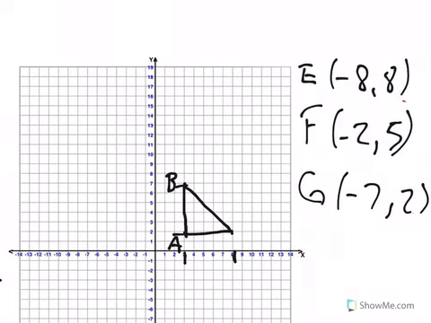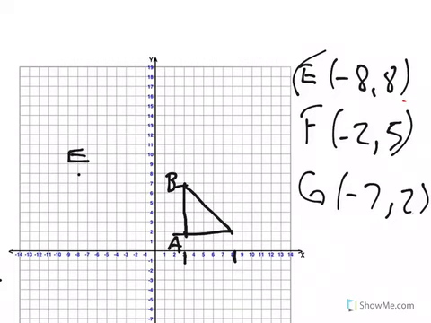Okay, already we know this different shape is likely going to be a triangle, right? Because there's 3 endpoints, but we can see that the x-coordinates are all negative, and so we're going to be in a different quadrant. So let's start at E here. -8, 8. So we're going to go back to -8. We're going to go from -8 up to +8. We're going to mark that. All right. And we will label that E.